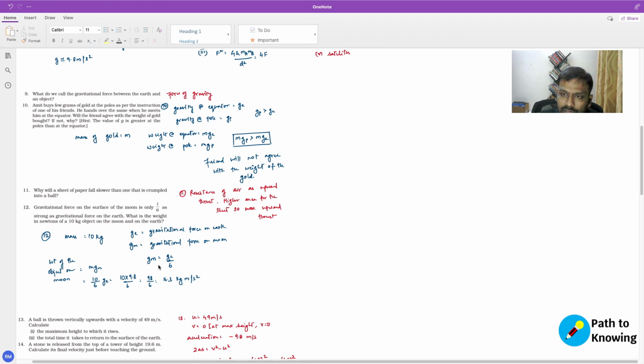Let me see. So which one is the 10 kg object on the moon? Okay, so we haven't described the one on the Earth. So yeah, on the Earth it is going to be 10 times 9.8. So it is going to be 98 kg meters per second square, and on the moon it's going to be 16.3 kg meters per second square. On the Earth it's going to be 98 kg meters per second square.